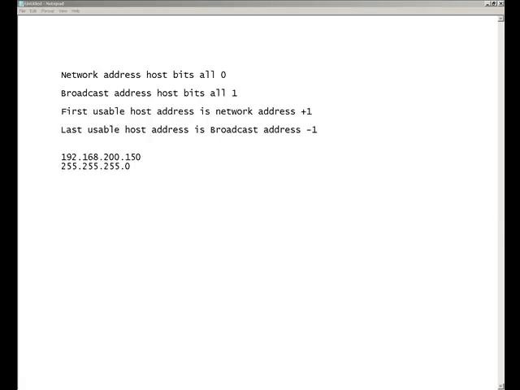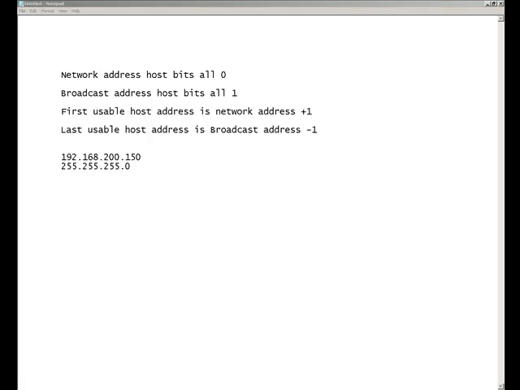Hello and welcome. I'd like to take a few minutes here to review the process of determining the first usable host, the last usable host, broadcast address, and the network address when given an IP address and a subnet mask.